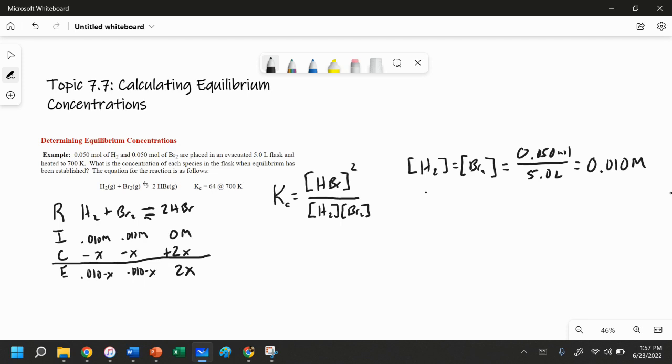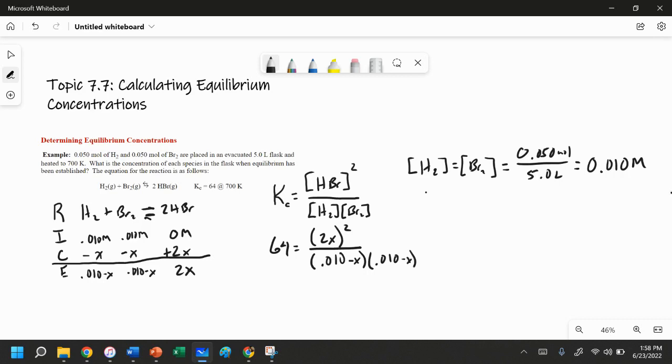So we're now going to plug these equilibrium concentrations with their x's into the equilibrium expression. So Kc is 64. The concentration of HBr is 2x, and that's going to be squared because we're plugging in the concentration, and that concentration is squared. We're going to divide that by the concentration of the hydrogen times the concentration of the bromine, 0.010 minus x.